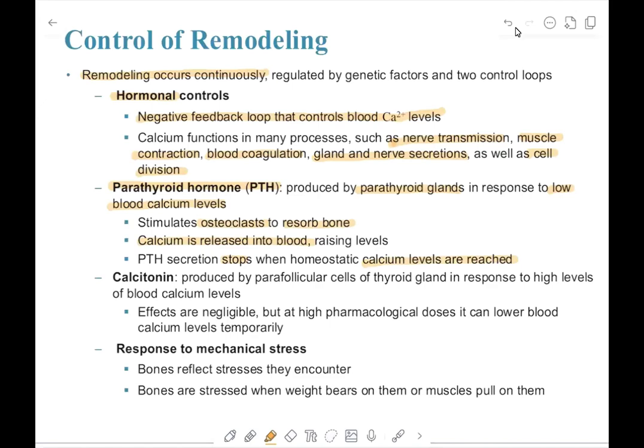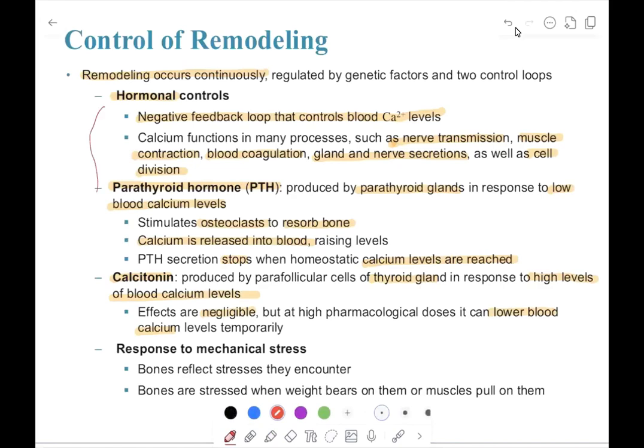Kind of the antagonistic hormone to this would be a hormone called calcitonin. And calcitonin is in the thyroid gland. It responds to high levels of blood calcium. The effects are kind of negligible, but at high doses, it can lower calcium levels temporarily. So that's the hormonal part.